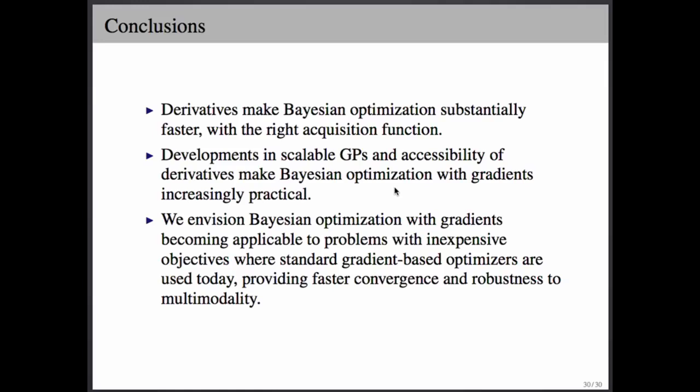In parallel, the community has been making great progress in each of these directions, harmonizing with our work on how to best use derivative information to speed up Bayesian optimization. In the future, we can imagine a time when Bayesian optimization with gradients is applicable to inexpensive objectives where standard gradient-based optimizers are used today, but with faster convergence and robustness to multimodality.